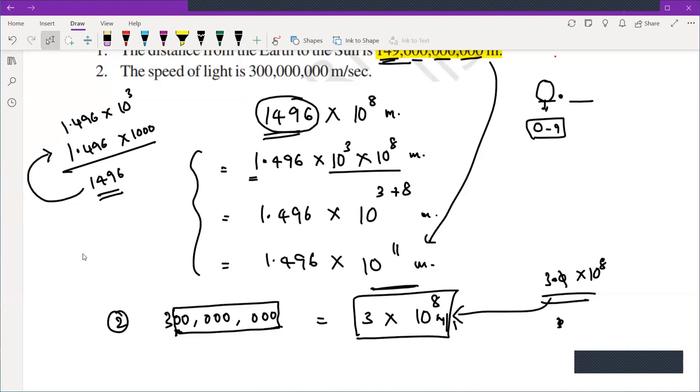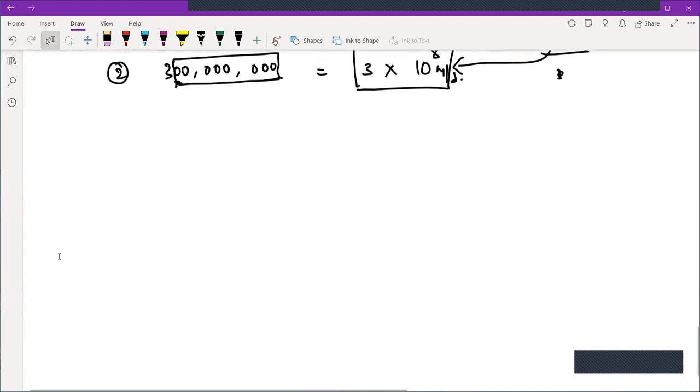Got it? Is it clear, ma'am? Yes, sir. Now let's take one more example.